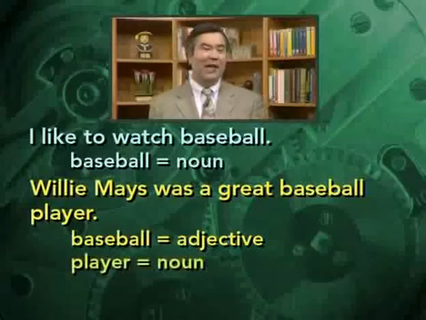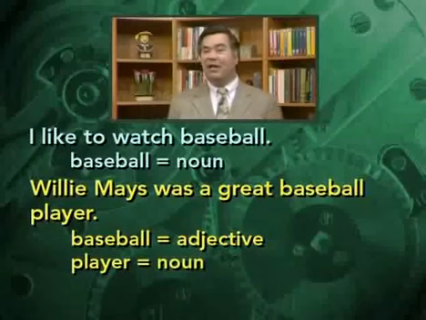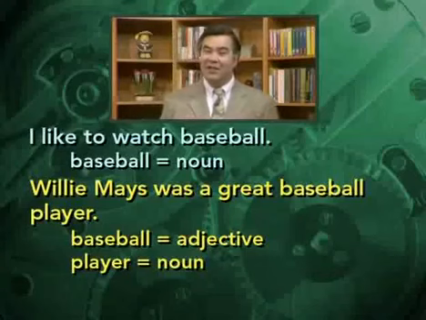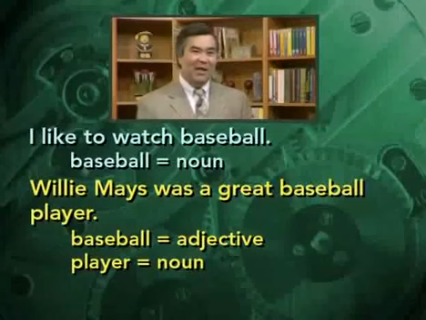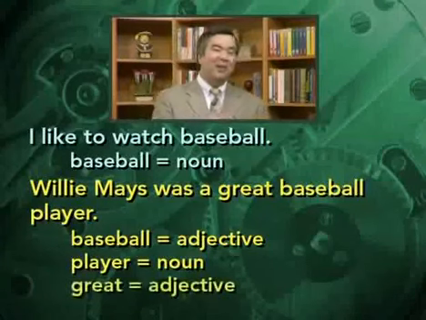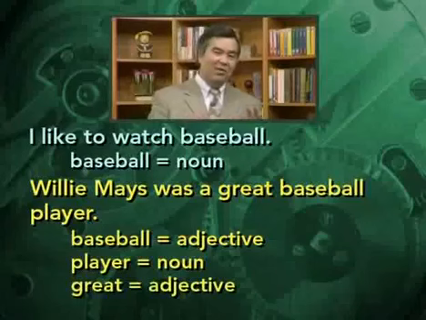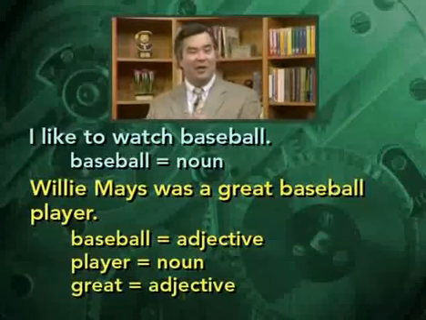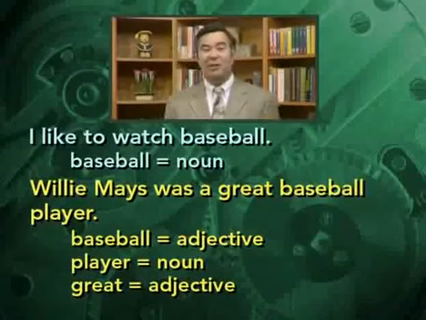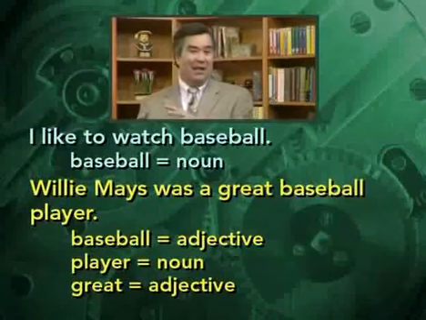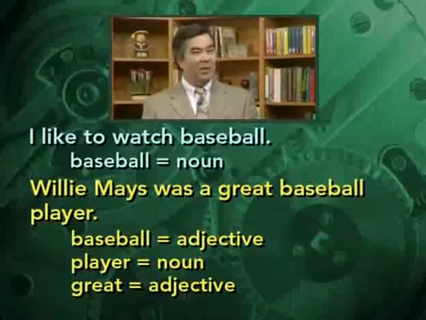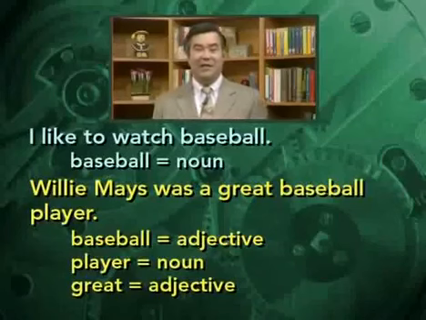The noun is player. Willie Mays was a player. What kind of player was he? Well, there are actually two adjectives here that give more information about what kind of player Willie Mays was. He was a baseball player, and he was a great player. So those two adjectives, great and baseball, are being used to modify or give more information about the noun player. Player is a word describing a kind of person. It's a noun. And great and baseball are both being used as adjectives in this sentence.